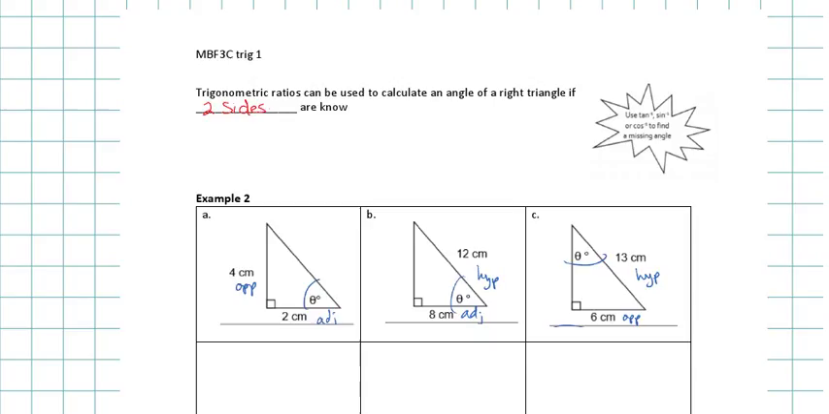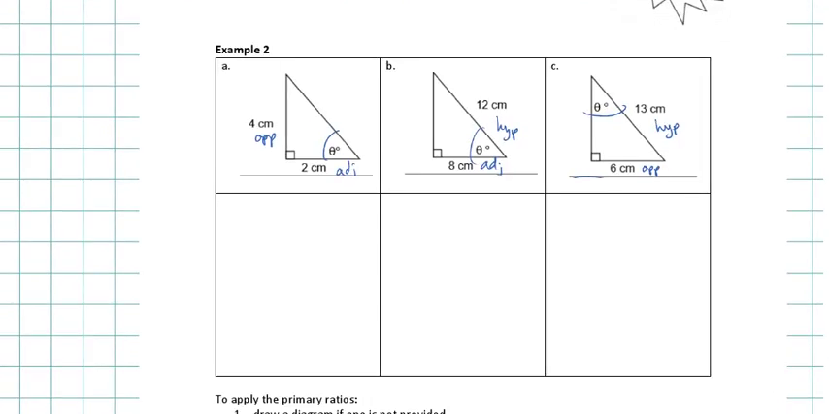I have the triangle, it's a right triangle, so I know I can use SOHCAHTOA. I have to use the inverse at the end. This is the angle of interest, the angle I'm looking for, so that's theta. I know the opposite, and I know the adjacent. So which trig ratio do I use? Tan, right? SOHCAHTOA.